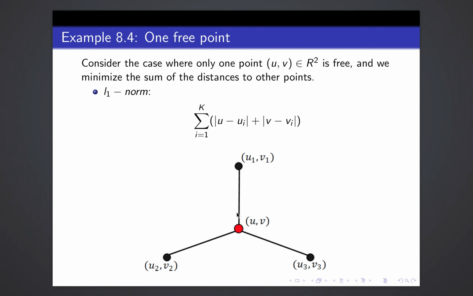So for example, we have 3 points, (u1, v1), (u2, v2), (u3, v3), and our objective is to find a placement to put such a red spot and minimize the summation of the distance to these 3 known points. As we can see here, the solution is very simple. It's just the median of these 3 known, fixed points.